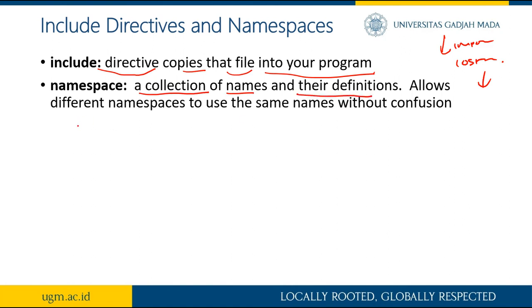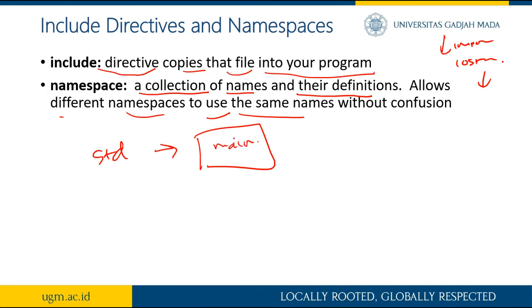This allows us to use the same names without confusion. Why is it needed? Because when we are using the standard namespace, that means we already have the standard naming. For example, main is a reserved word, and int is also a reserved word. So when you are using the standard namespace, we can avoid clashing with these names.